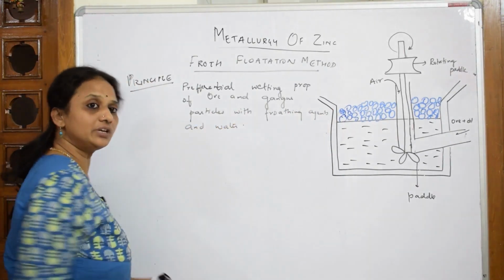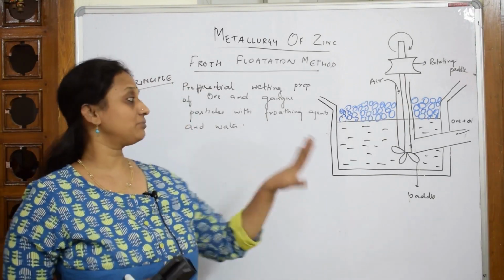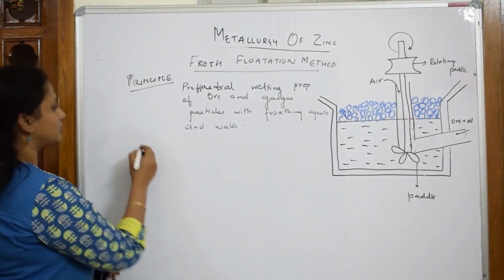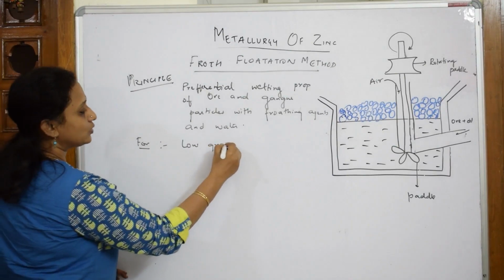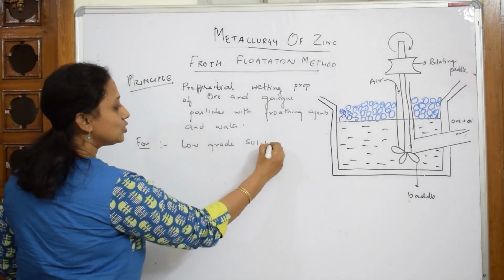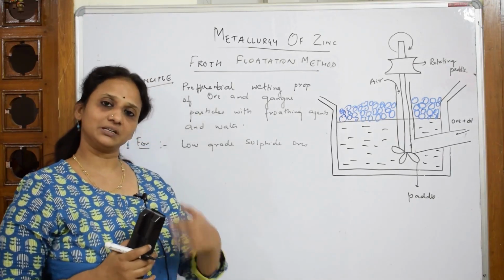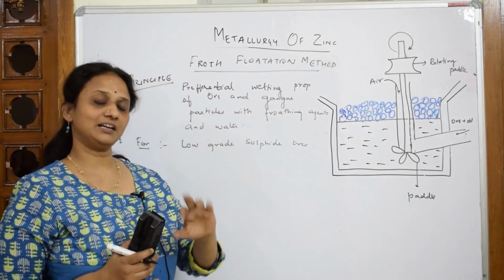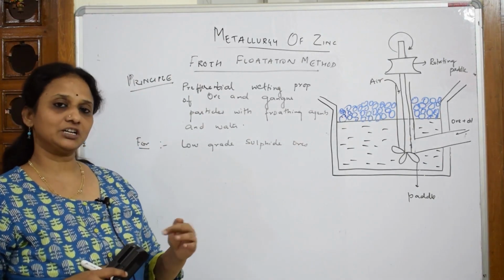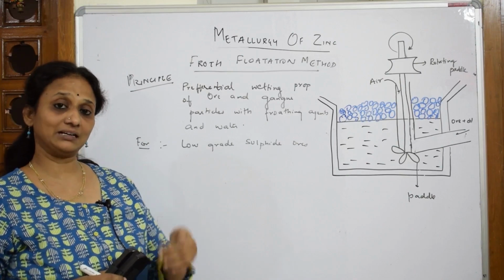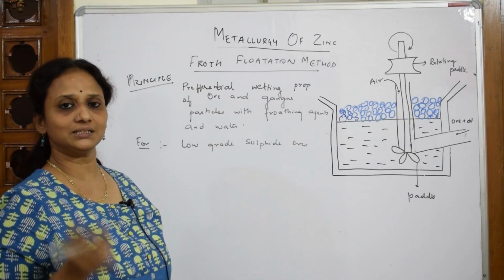So what are we going to do? We are going to basically pick up low grade sulfide ores. Remember, froth flotation method is basically administered for what ores? Low grade sulfide ores. So what are these? Low grade means which are extracted from the earth's crust by mining, right? And later they're sent for the smelting process, that we have already learned, right? Smelting, getting the metal from the metal oxide. So low grade is basically extracting the metals from the earth's crust.